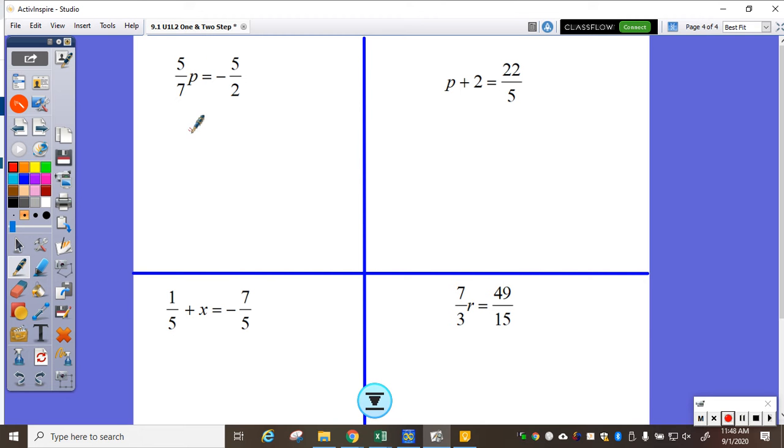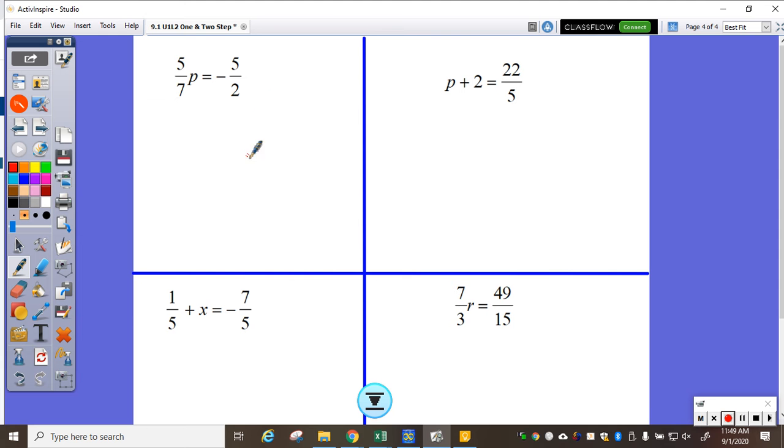Maybe. What operation is being used here? Multiplication. I'm multiplying 5 over 7 times p. Can we divide both sides by 5 over 7? I could. I could divide 5 over 7 to this side and 5 over 7 to this side. But then I run into a problem. These eliminate, and I have p equals negative 5 over 2 divided by 5 over 7. Can we solve that? No. Let's try something else.